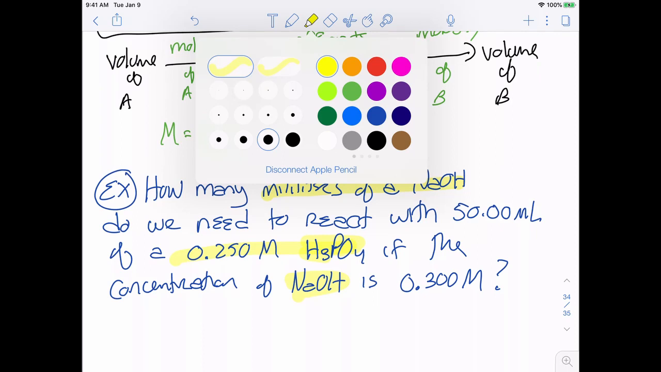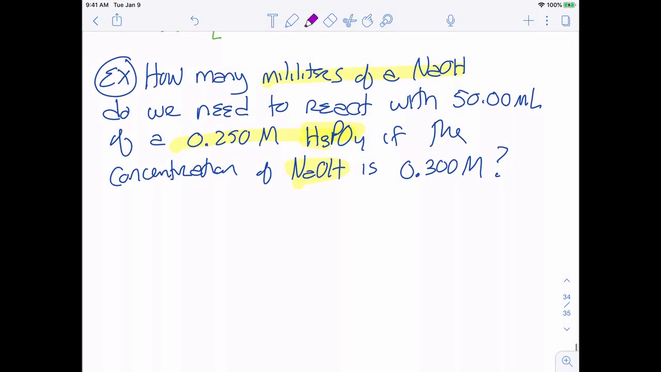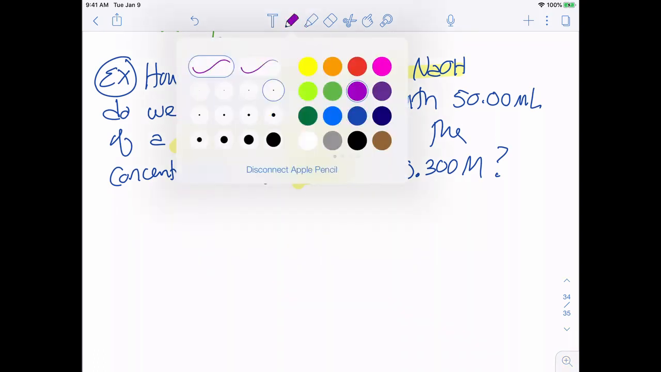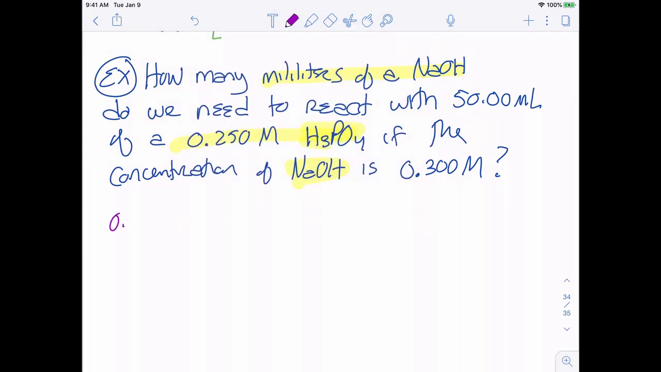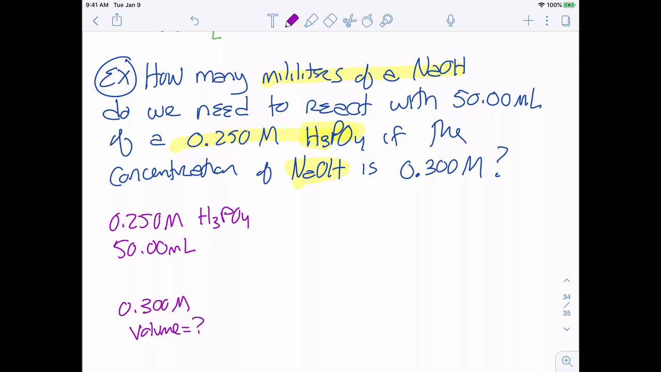So I'm not going to use my dilution equation, but I am going to write out some numbers. When there's a lot of numbers in a problem like this, I like to just get it out of the problem. What I have is a 0.250 molar phosphoric acid solution, and I have 50 milliliters of it. And then I want to know what is my volume needed to react with a 0.3 molar sodium hydroxide solution.